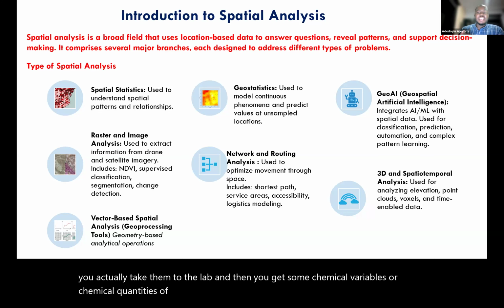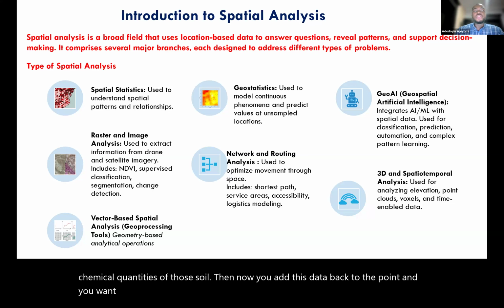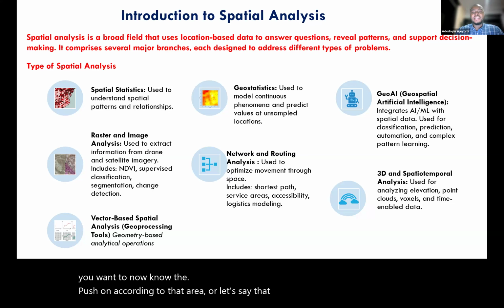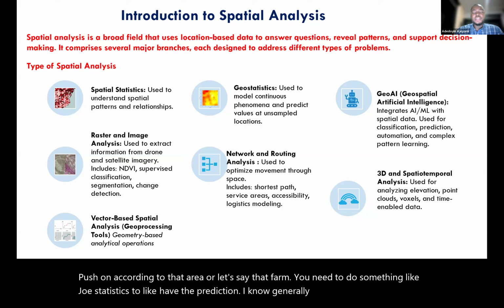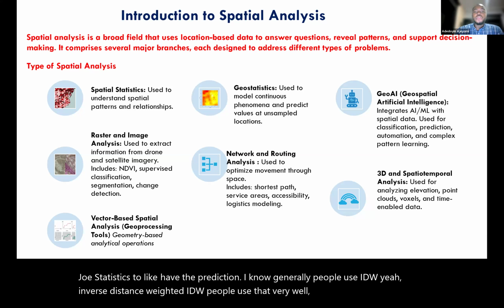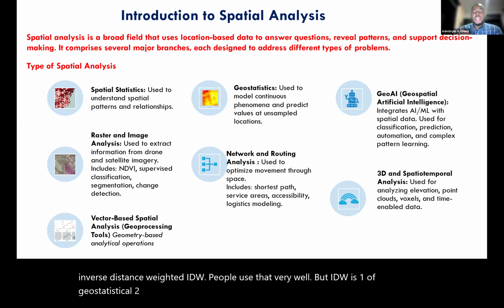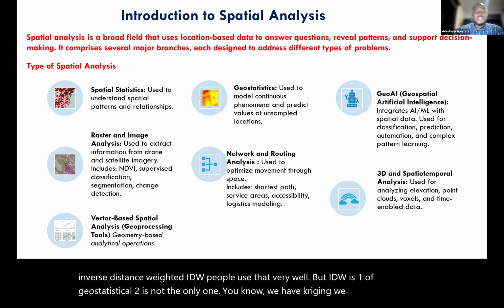Then you add this data back to the points, and you now want to know the distribution across that area, or let's say that farm. You need to do something like geostatistics to have the prediction. I know generally people use IDW, inverse distance weighted. People use that very well. But IDW is one of the geostatistical tools. It is not the only one. You know, we have Kriging, we have empirical Bayesian Kriging, we have a whole lot of them.